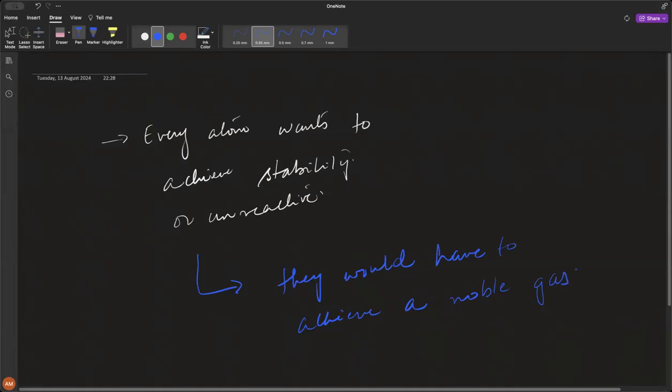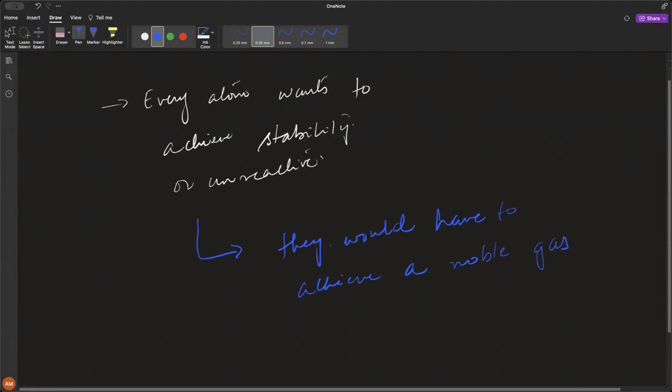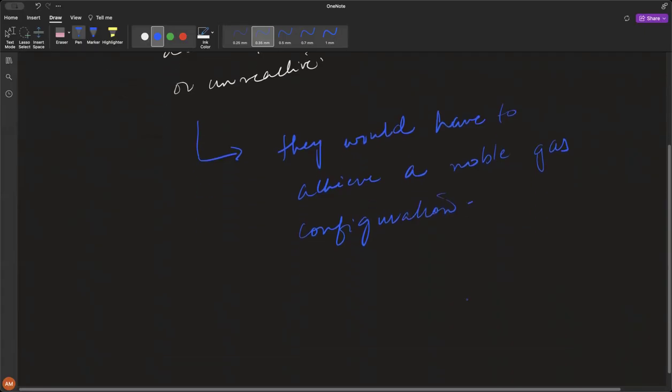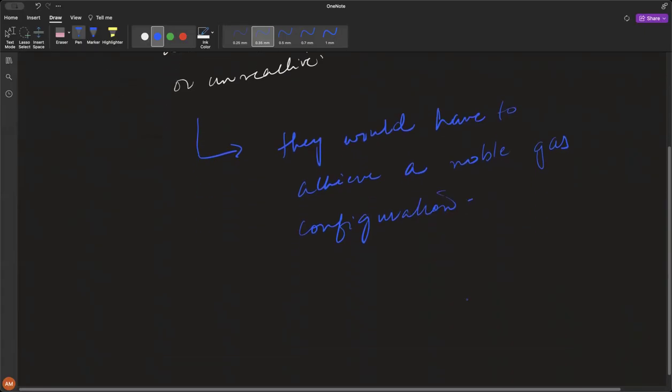They would have to achieve a noble gas configuration. What is a noble gas configuration?